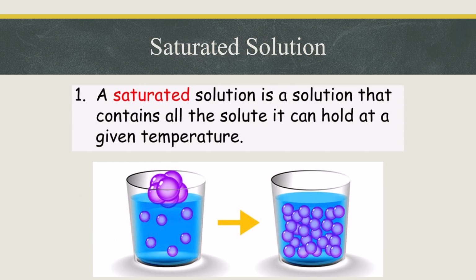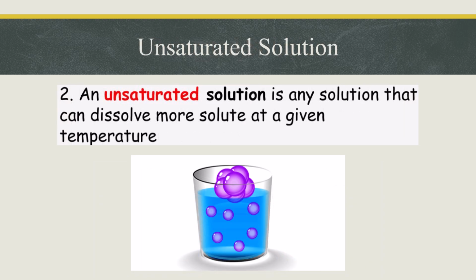So the saturated solution is a solution that contains all the solute it can hold at a given temperature. That means that it has just enough sugar as compared to your tea. The unsaturated solution is any solution that can dissolve more solute at a given temperature. Note that this is your unsweet tea. You can always add more sugar to make it sweeter, but not in such a great quantity.